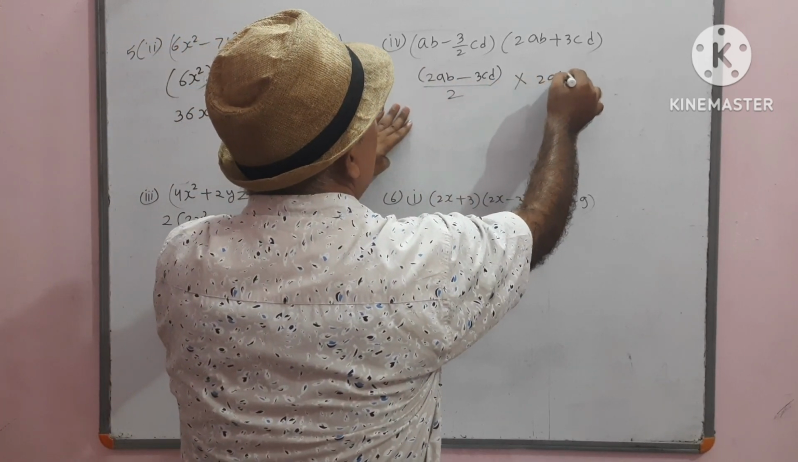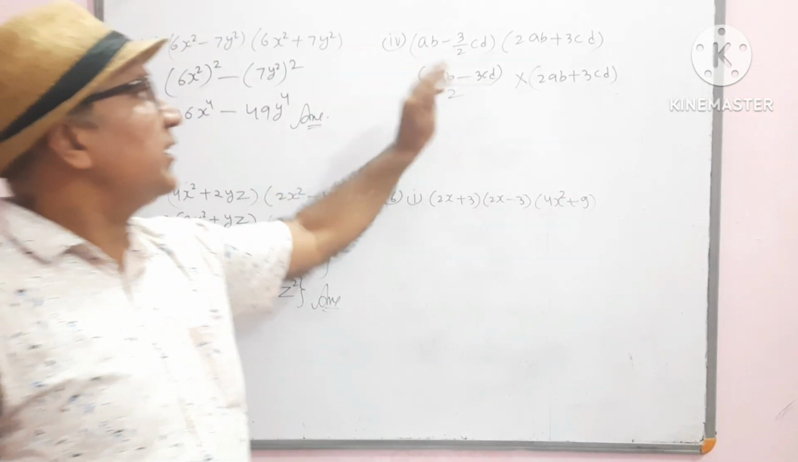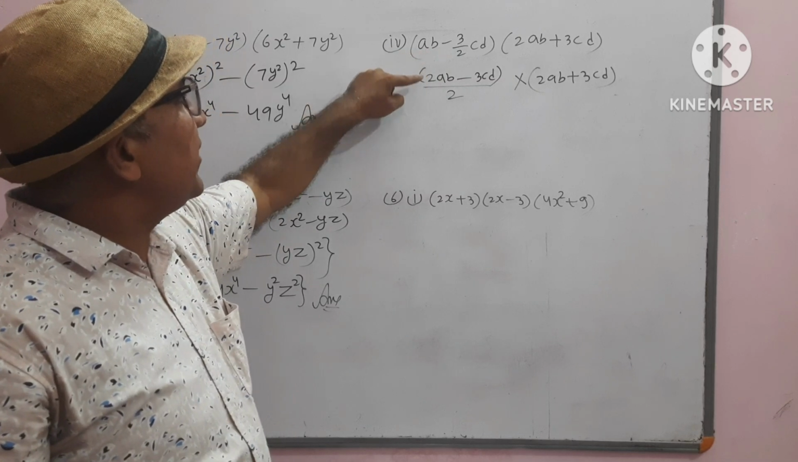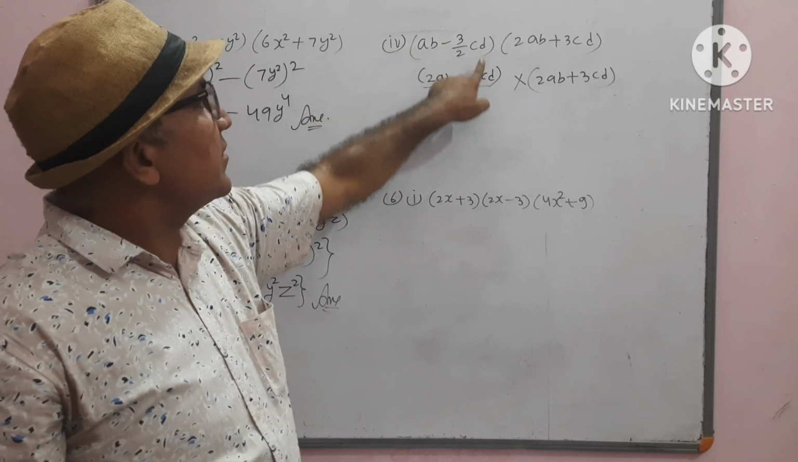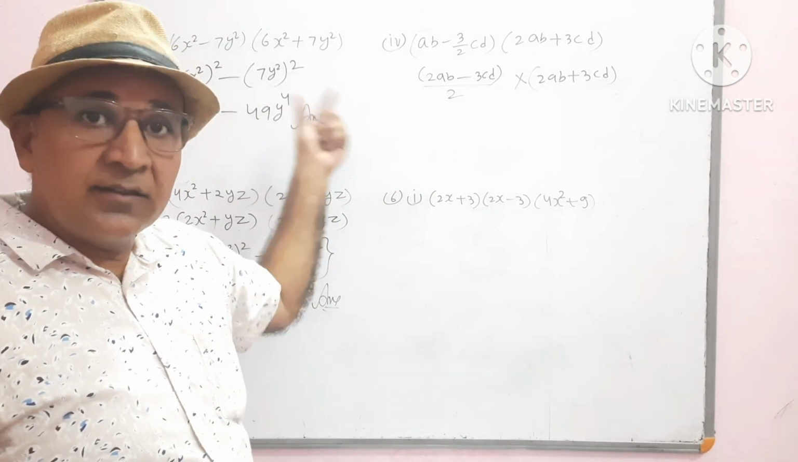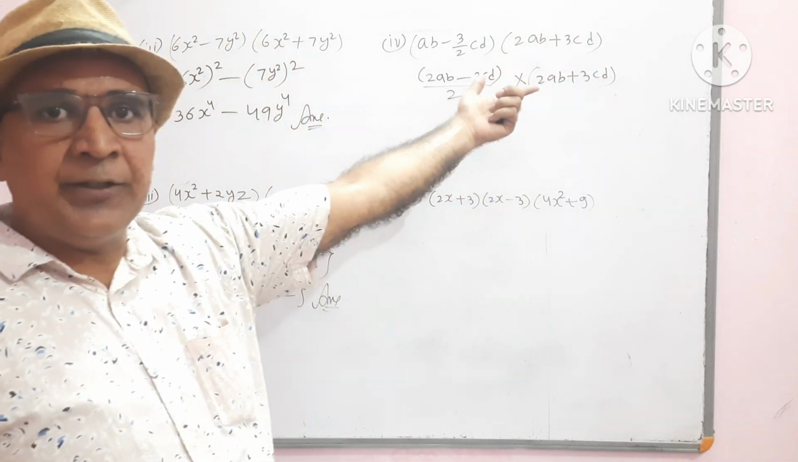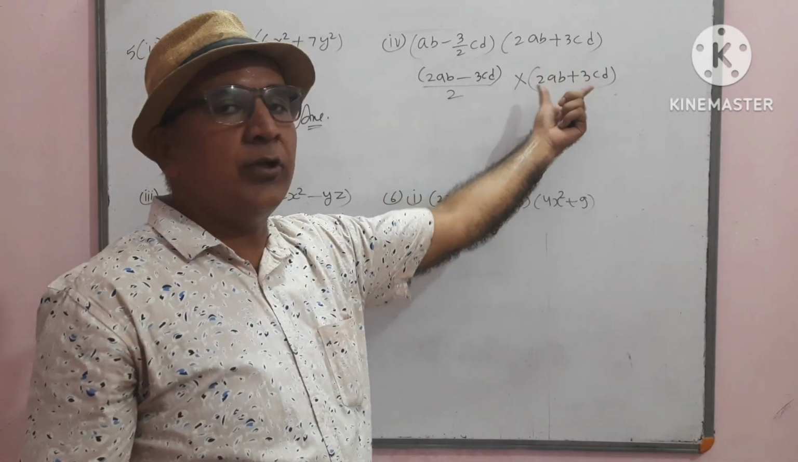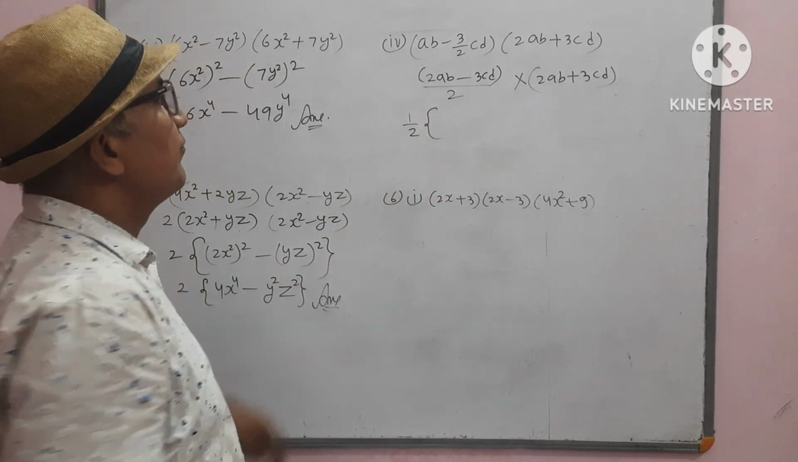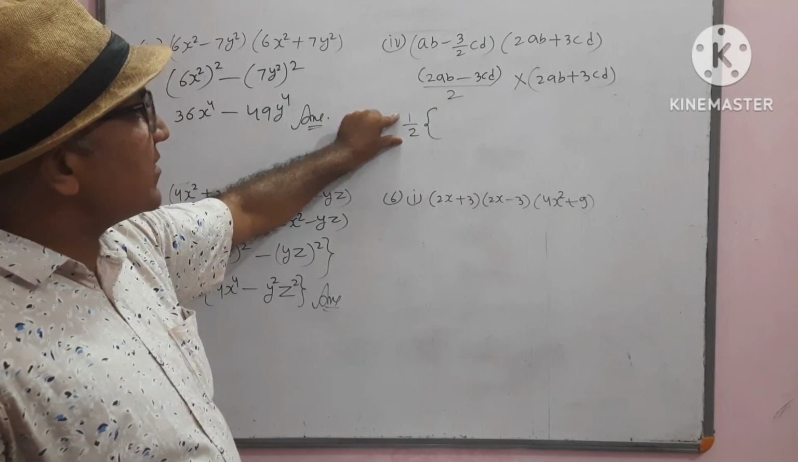And this is 2AB plus 3CD. Just notice and think about it. When 2 is taken LCM, 2 multiplied by AB becomes 2AB, then minus 3CD is remaining. This 2 will become the whole denominator. And then this numerator into this numerator is making the identity A minus B into A plus B. This 1 by 2 we can write separately: 1 upon 2, this 2 is in the denominator. So 1 by 2 we can write separately.